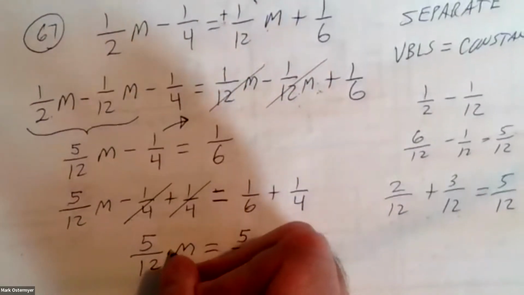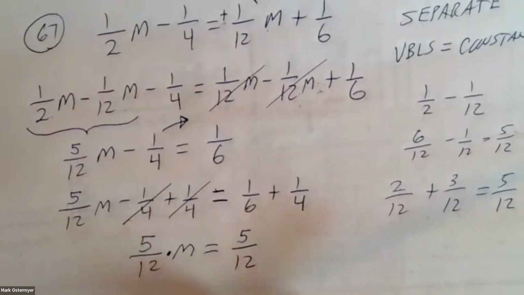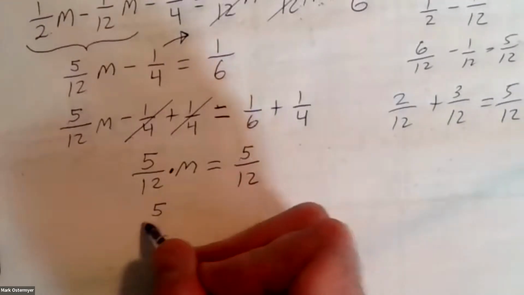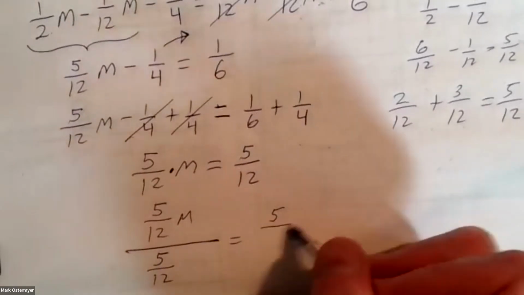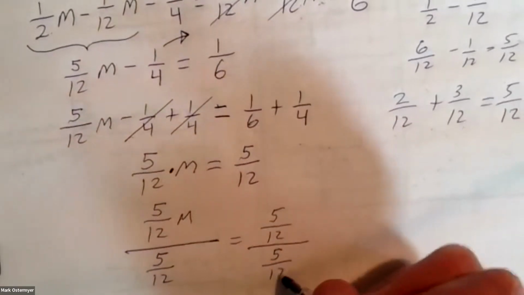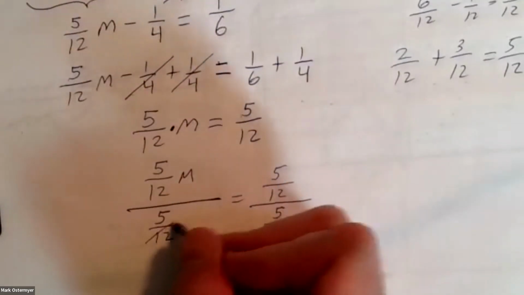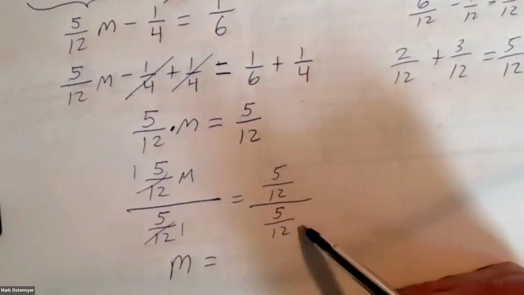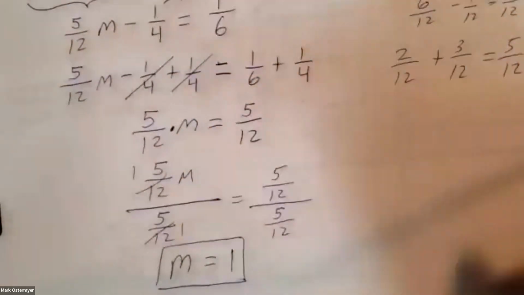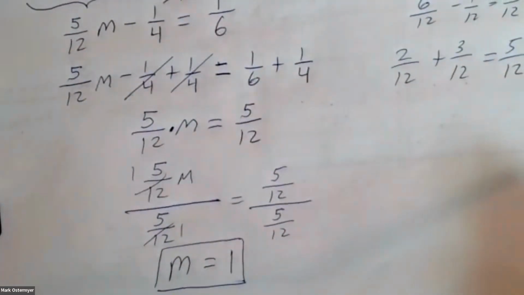Now, one last move. How do I get m all by itself here? How do I get rid of this 5/12 that's being multiplied by m? Divide. We got to divide both sides of our equation by 5/12. Divide the left side by 5/12, and divide the right side by 5/12. Something interesting happens. These 5/12 reduce down to 1 on the left side, and 1 times m is m. What's our solution? What's 5/12 divided by itself? 1. 1 is your solution to that equation, and we're done. Ladies and gentlemen, we have solved a multi-step equation here.